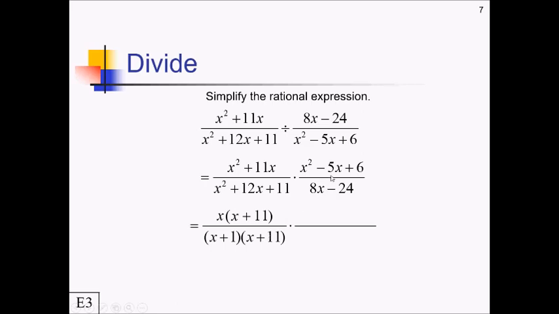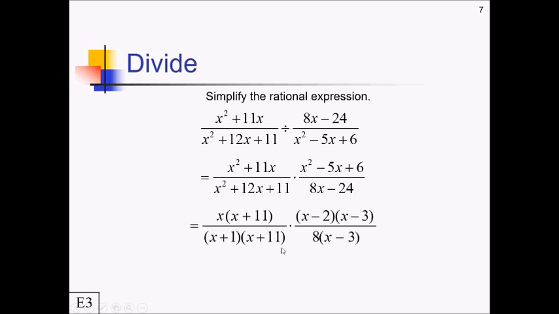Upper right, we need factors of 6 that add up to negative 5. 1 and 6 won't do it, but 2 and 3 will if they're both negative. So x minus 2, x minus 3. And then down here we can take out an 8, leaving me with an x minus 3.